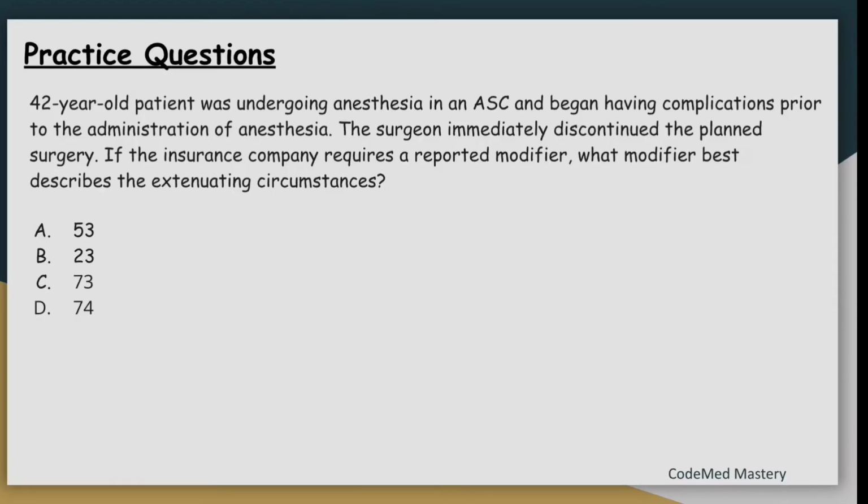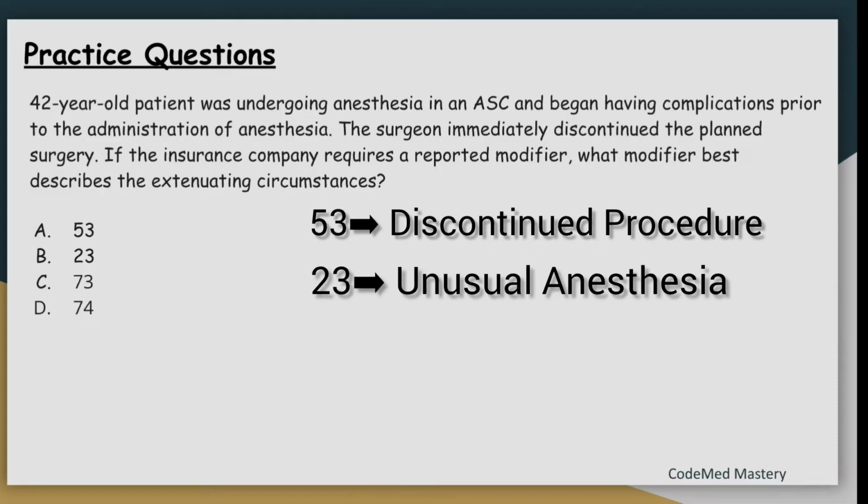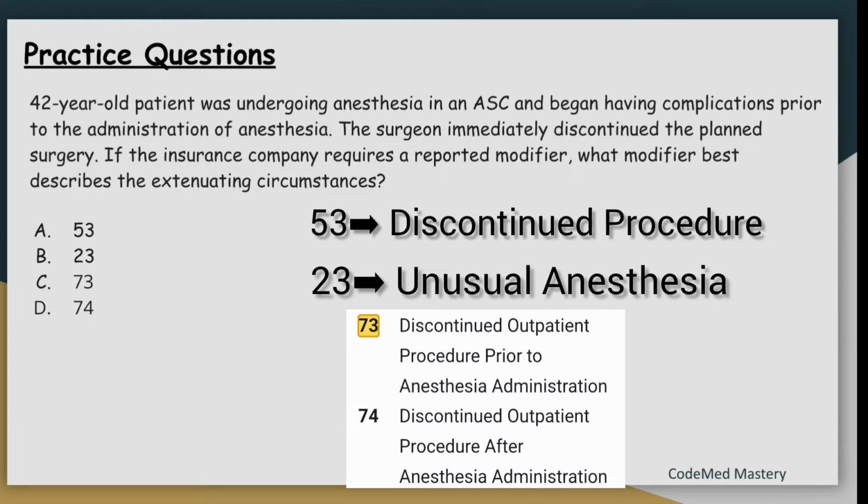53 modifier is for discontinued procedure. Modifier 23 is for unusual anesthesia. Modifier 73 is for discontinued outpatient procedure prior to anesthesia administration, and modifier 74 is for discontinued outpatient procedure after anesthesia procedure. But you can check in the question they have mentioned complications prior to the administration of anesthesia, and the surgeon immediately discontinued the planned surgery, and this took place in ambulatory surgical center.